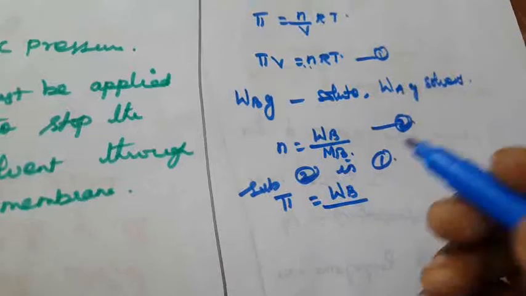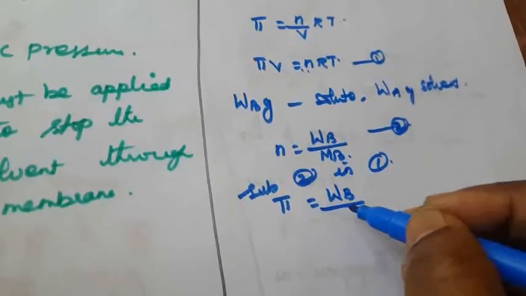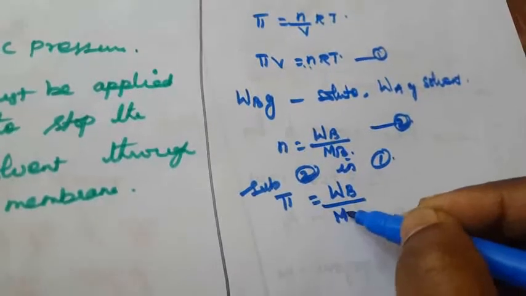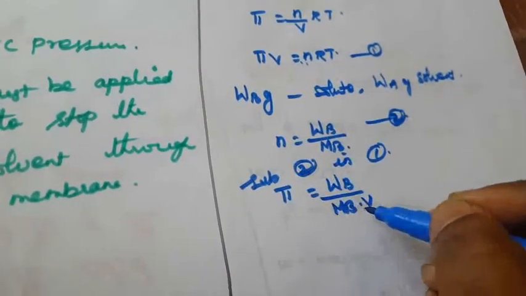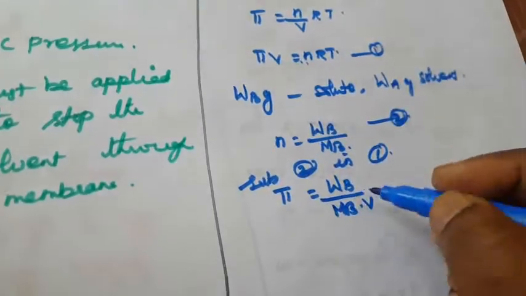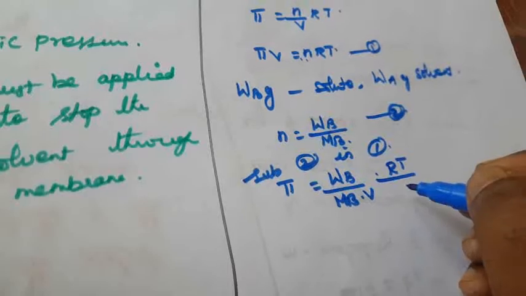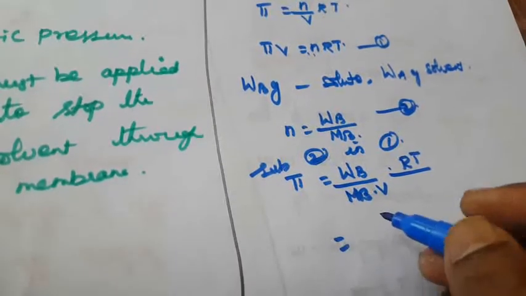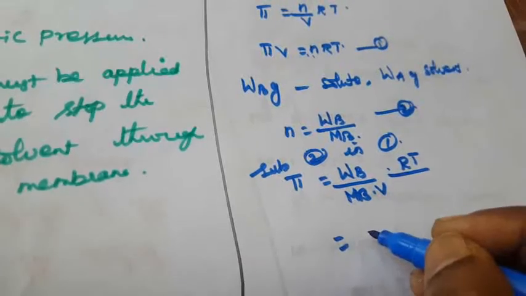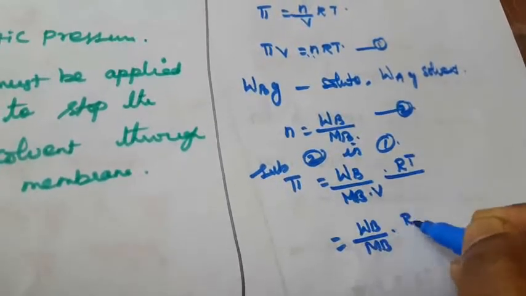Now substitute: pi is equal to n RT by V, where n is W_B by M_B. So pi is equal to W_B by M_B into RT by V. Now cancel the common terms. So this is pi.